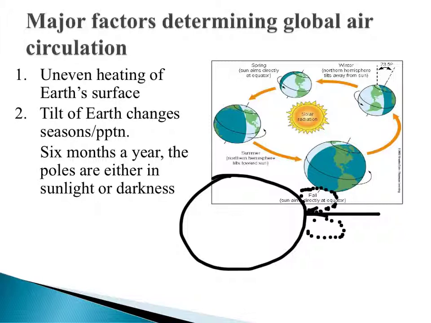And the opposite is going to happen in the southern hemisphere, where they're actually going to have 24 hours of daylight. And then, of course, that reverses. Keep in mind, remember that when the northern hemisphere is in summer, the southern hemisphere is in winter.